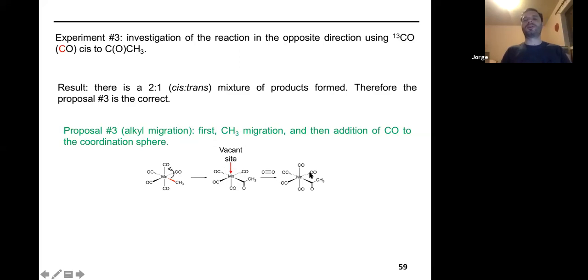Okay, so in all the carbonyl insertions, the mechanism is through alkyl migration. Therefore the name carbonyl insertion is a little bit misleading, because actually there is alkyl migration and then insertion, or addition, of a carbonyl ligand in a vacant site. Okay, and that's the correct mechanism.